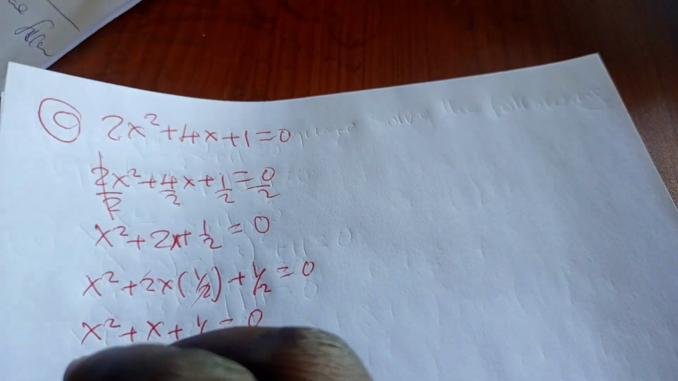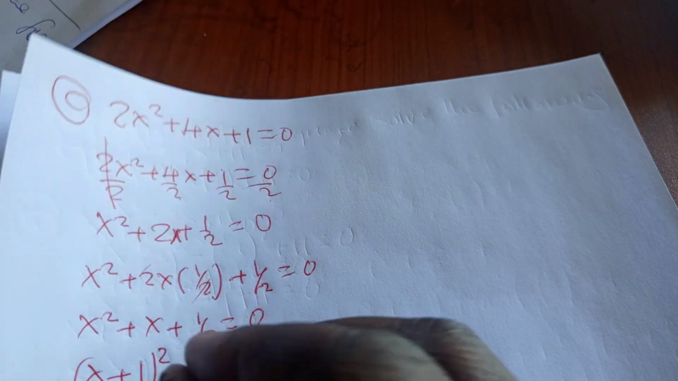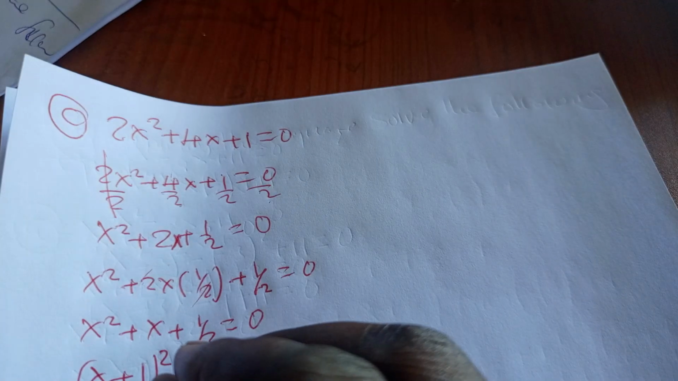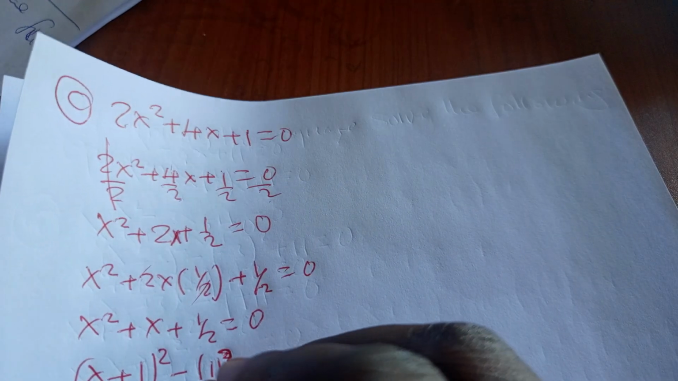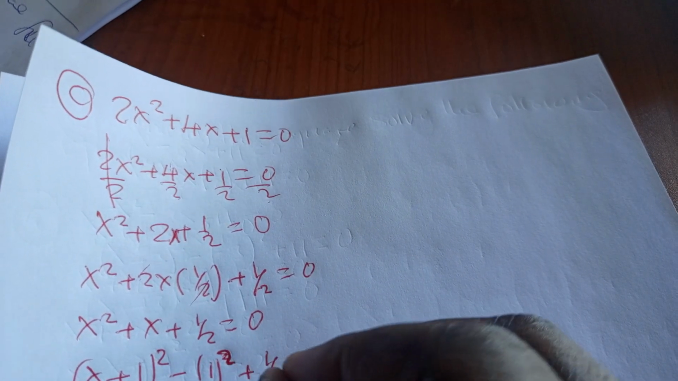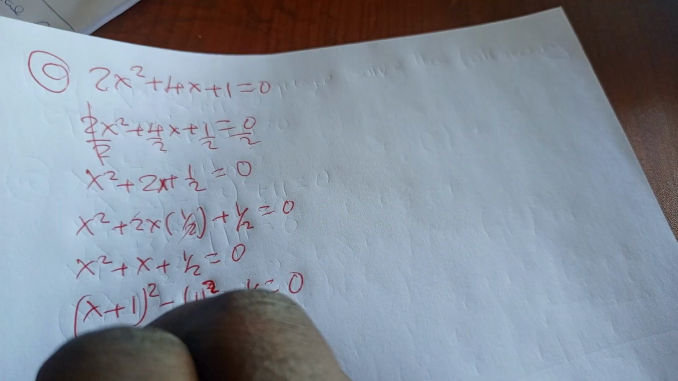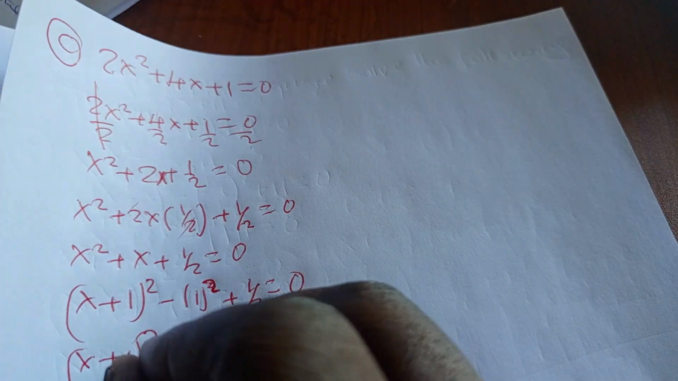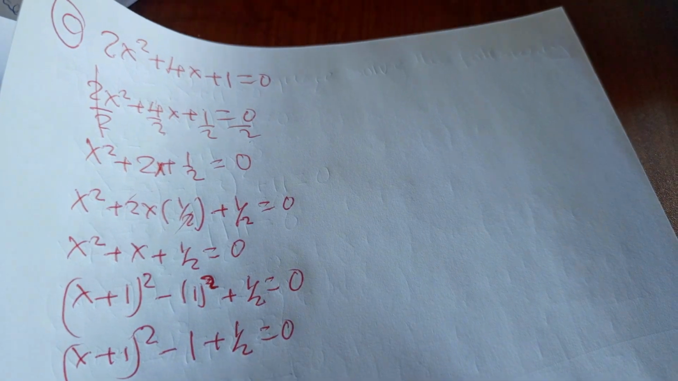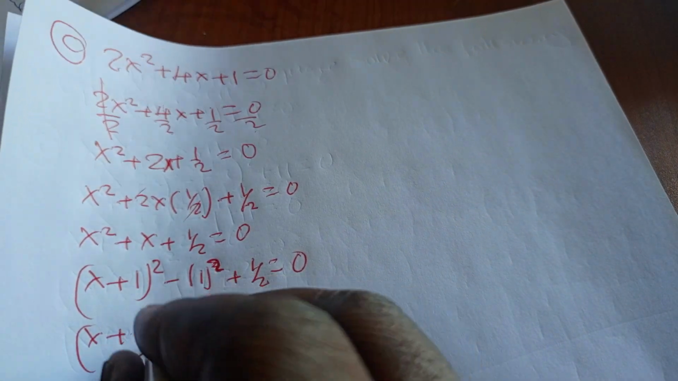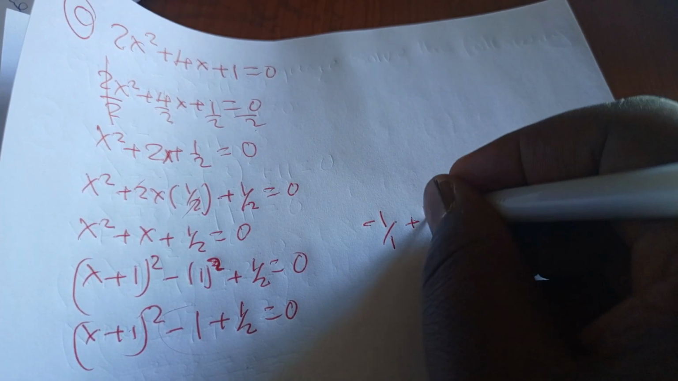So I have x here plus x into x is 1 square minus, don't forget this minus, so minus 1 here square, this number will come outside like this, then plus 1 over 2 is equal to 0. Okay, so x plus 1 square minus 1 plus 1 over 2 is equal to 0. So I need to do this guy here. So it is -1 over 1 plus 1 over 2.